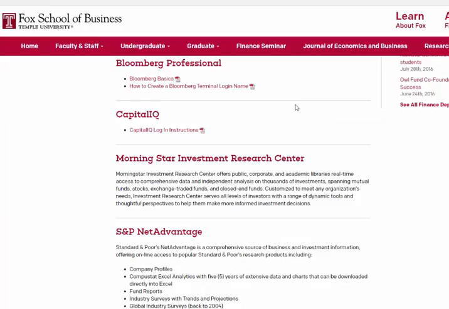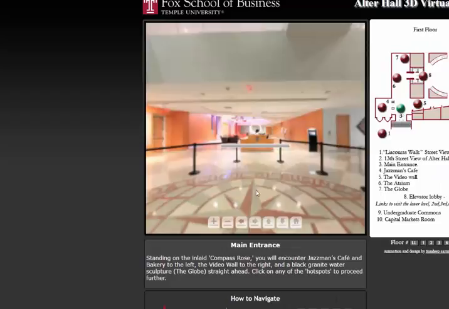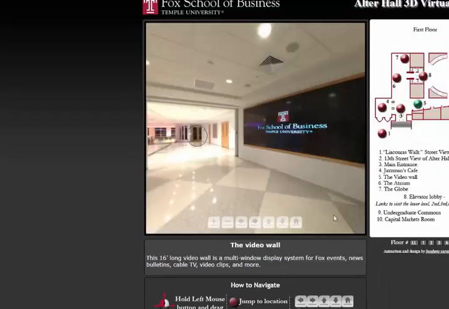So if you don't know where it is and you want to go over there, I will quickly show you with this 3D tour that's available on the Fox School of Business site. So when you go in the main entrance, you have two choices. You can go past the security desk and over to the elevators, or you can just hook a right here, past the stairs. And the stairs would be back over here on the right, obviously, and all the way back in the corner is the capital markets room.